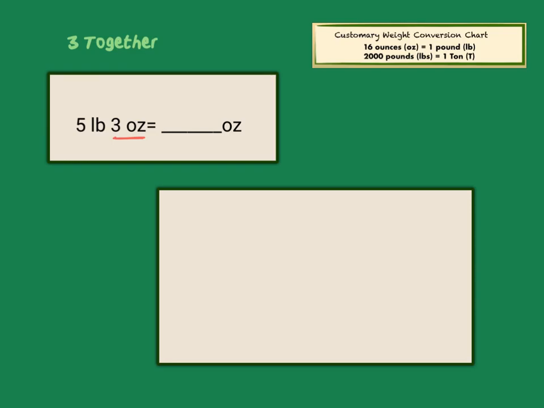Now that I'm looking at 5 pounds, I need to look at whether it's larger or smaller. So here I'm going from a larger unit to a smaller unit, which means I should have a lot more ounces than I have pounds. So I'm going to be multiplying. Up here I can see again that there are 16 ounces in each pound. So I'm going to be multiplying the five pounds that I have by 16.